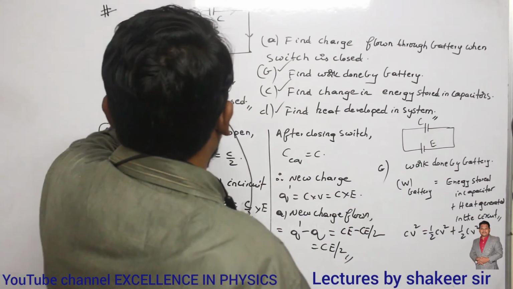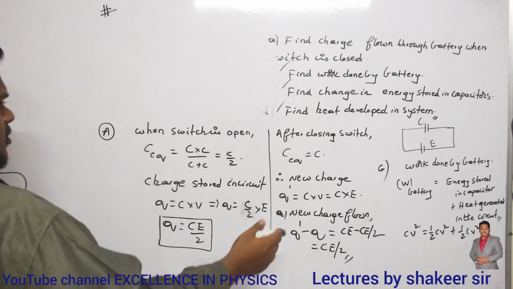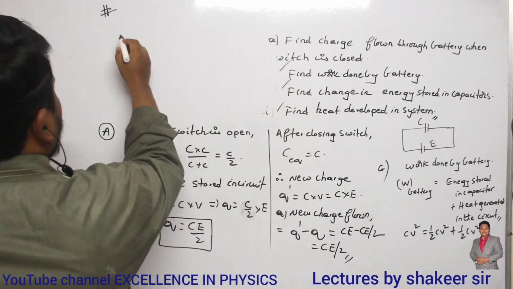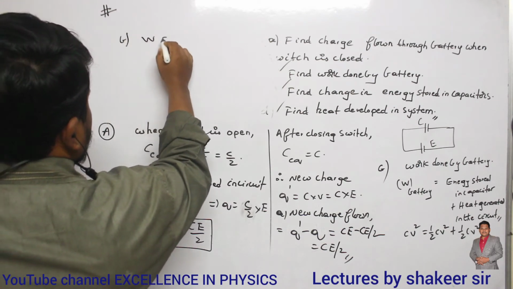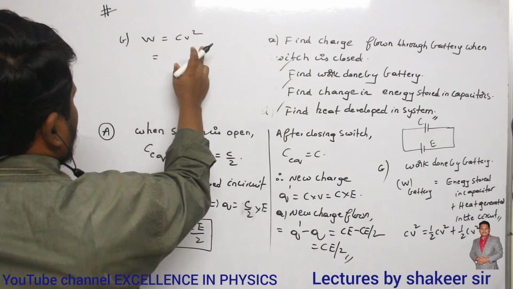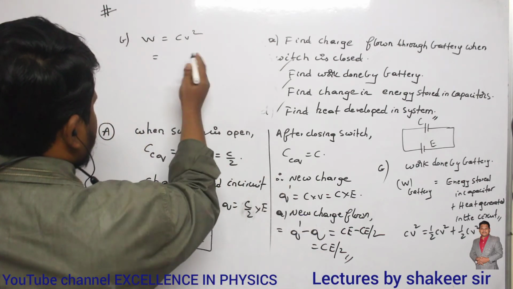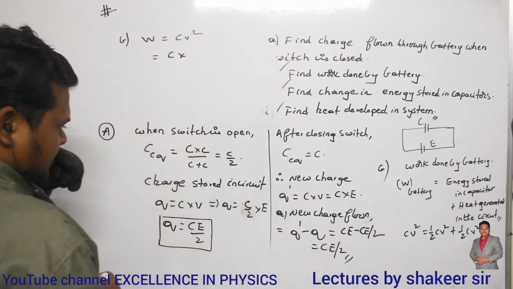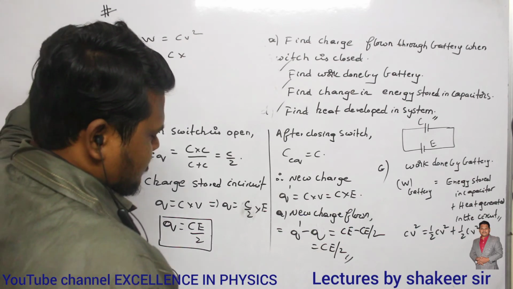Okay. Now, what is the first question? Find the additional work done by the battery. Clear? So work done by the battery is equal to CV square. What is the new charge which is flowing? Capacitance remains C only. So the new charge.